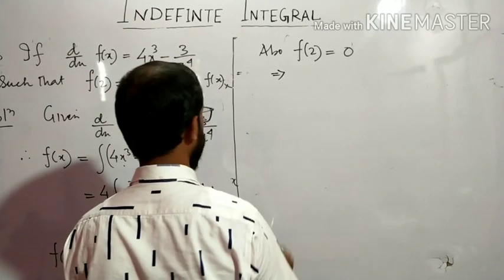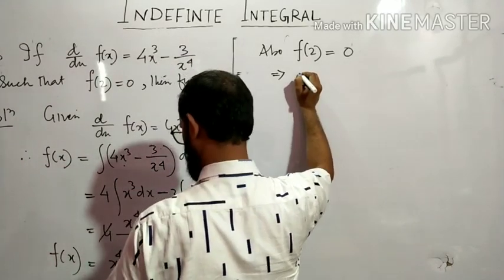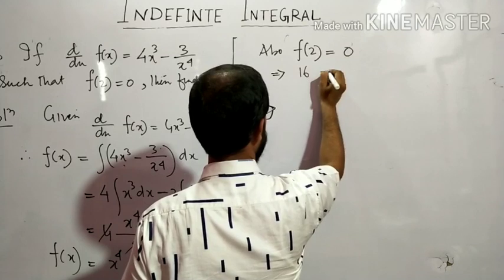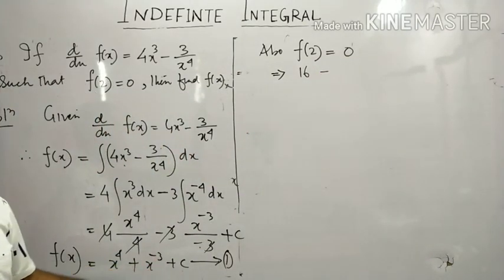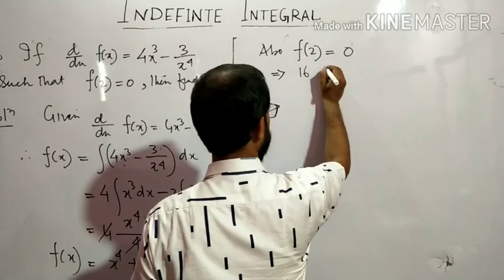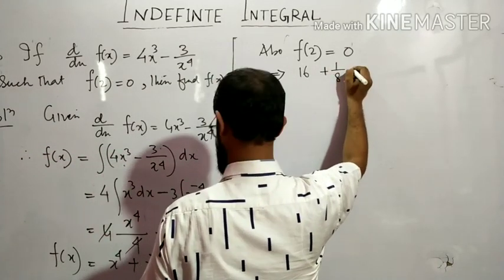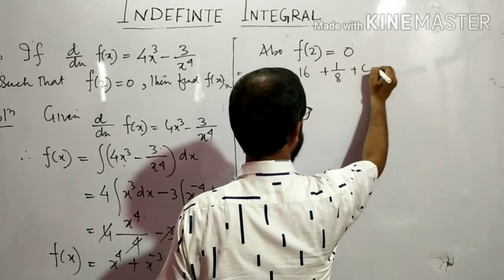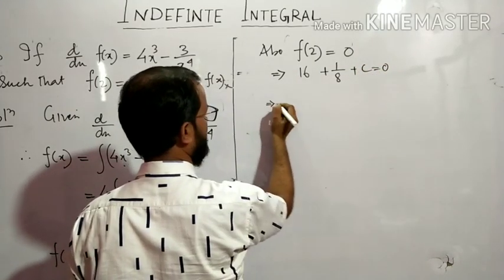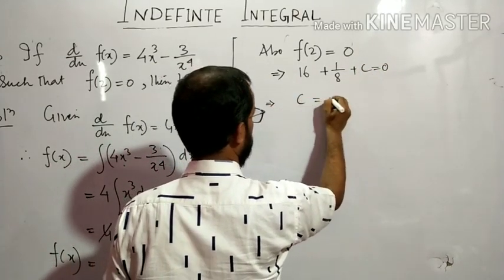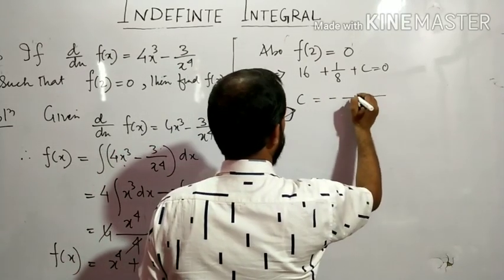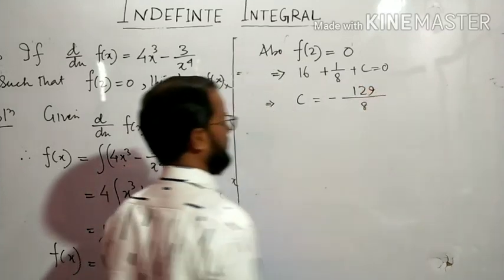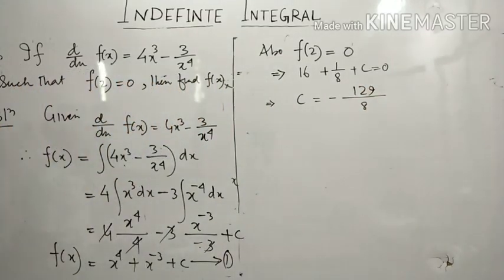Okay, so f(2) equal to what? 2 to the power 4, 16, and this is 2 to the power minus 3, means 1 by 2 cube, means 1 by 8, and plus c equal to 0. And finally if you take LCM, c equal to, on the other side, taking LCM, what will happen? 129. Okay, so c equal to minus 129 by 8.